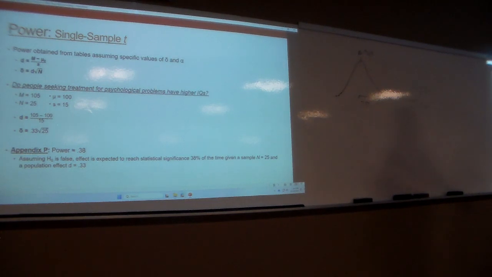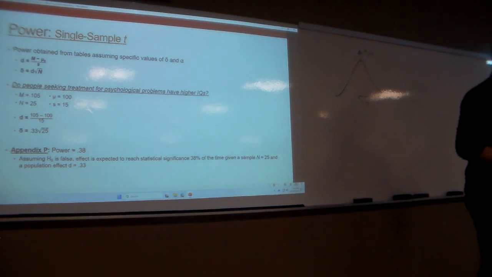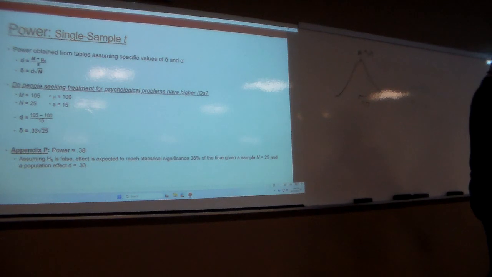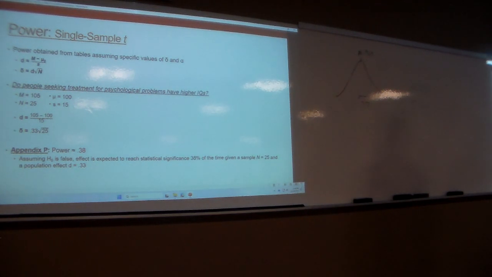As we were saying, assuming the null hypothesis is false, my effect is expected to reach statistical significance about 38% of the time, given a sample of 25 and a population effect of 0.33. People see how we went through and calculated that? We're using that table to extrapolate some values here.